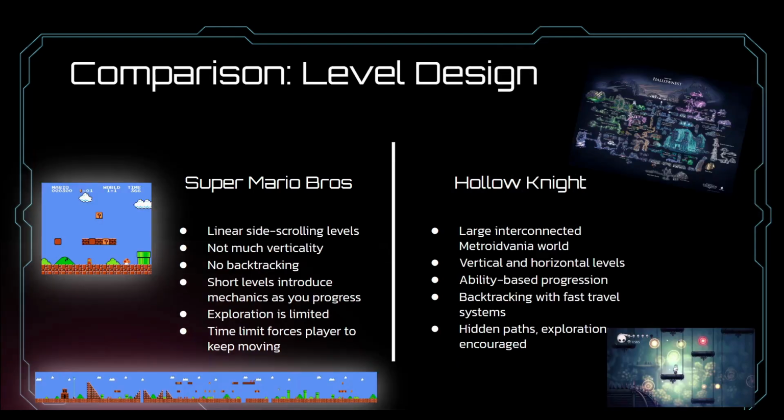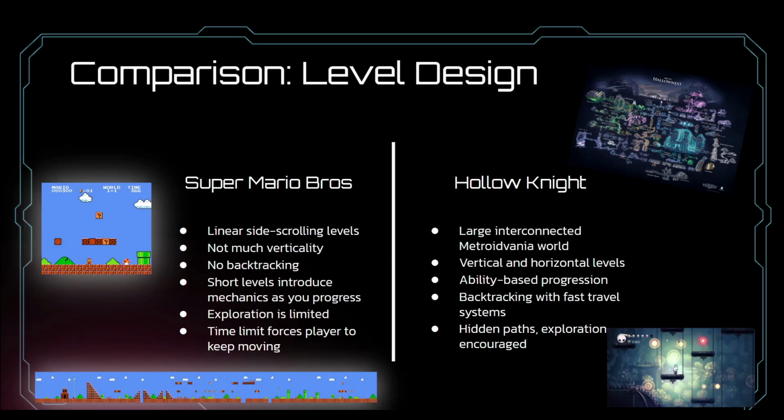Both of these platformers also feature very opposite level designs, with Super Mario Bros. focusing on a linear progression, which you can see an example of a level right there at the bottom. It's basically just a simple path with no backtracking or verticality, and there is a time limit that forces the player to keep moving forward. Hollow Knight as a Metroidvania has a much more complex level design and interconnected areas which you can see on the map on the top right.